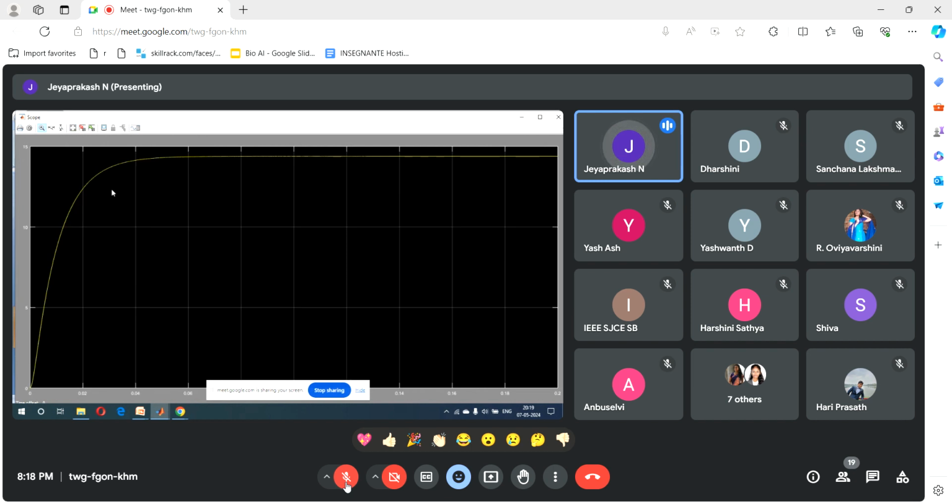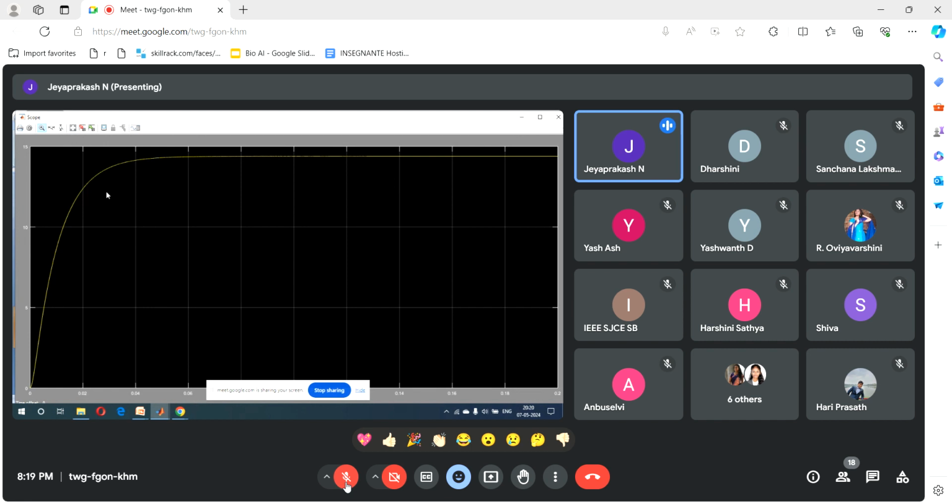We don't have any maximum peak overshoot, but we achieve a settling time of nearly 0.06 second. Only 0.06 second we are achieving for the settling time. So from this we can calculate the rise time and peak time. Whatever our time domain specification values may be, they will be calculated from this graph.